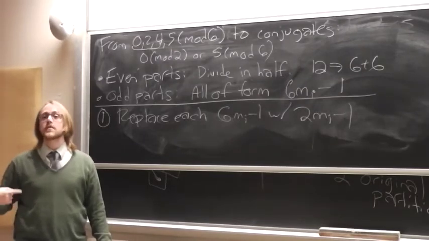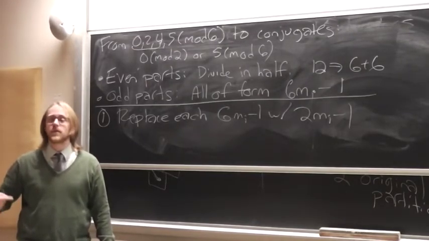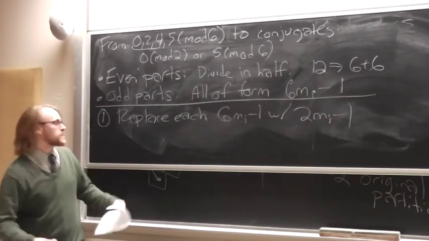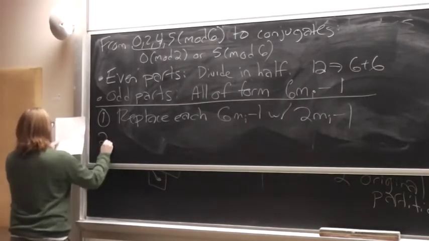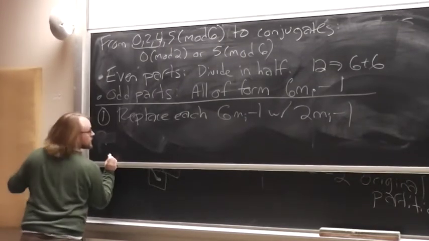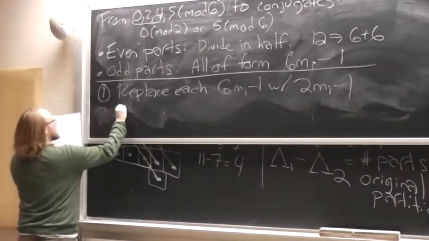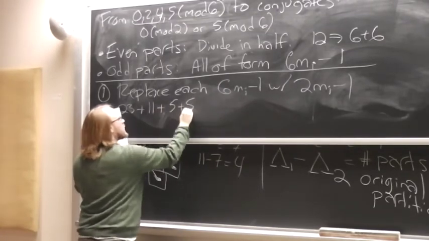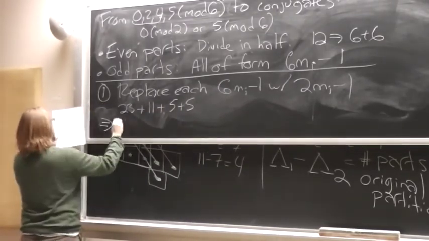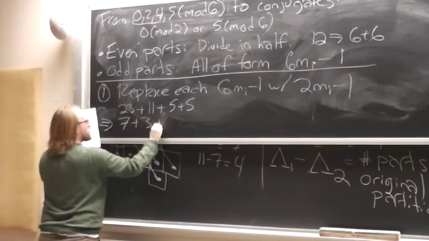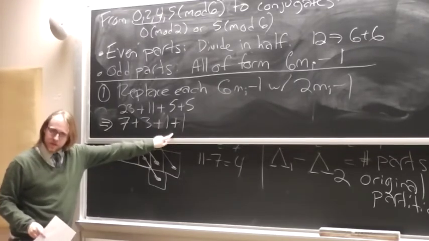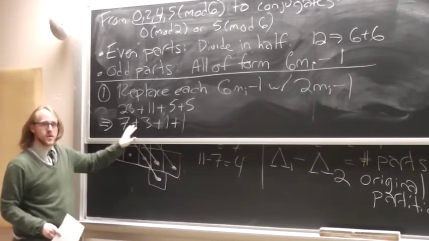So instead of the numbers we're working with being 5 and 11 and 17, now the numbers we're working with are 1 and 3 and 5. As a running example, 23 plus 11 plus 5 plus 5 originally goes to 7 plus 3 plus 1 plus 1. That is just replacing: 5 is the smallest, 1 mod 5, so it goes to 1, and so on and so forth.